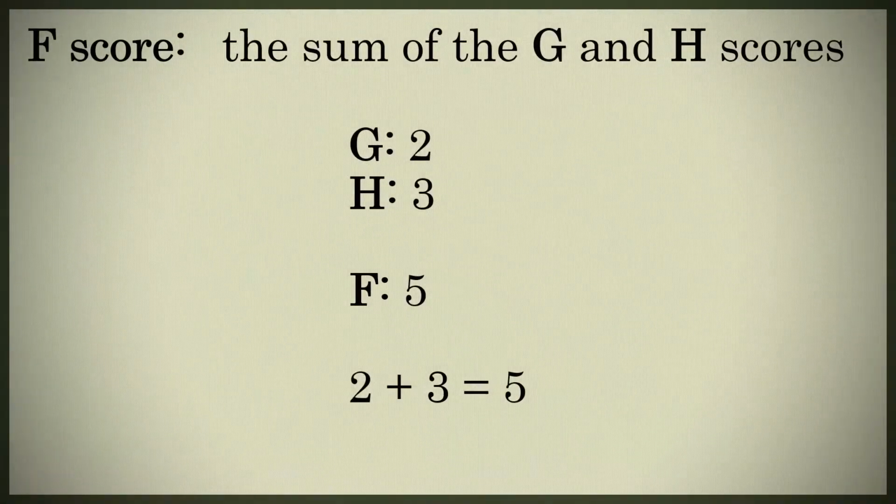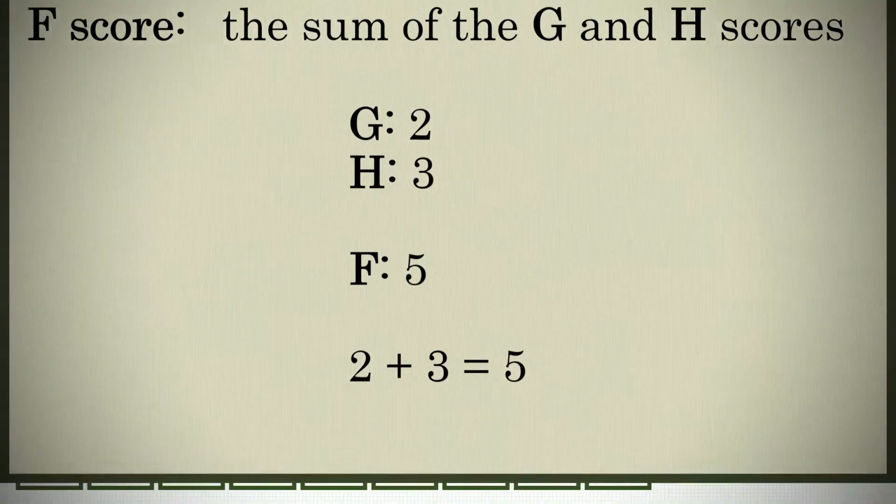The F score is the hardest one, and it's the sum of the G score and the H score. For example, if the G score is 2 and the H score is 3, the F score is 5, since 2 plus 3 equals 5. Please do, try to keep up.